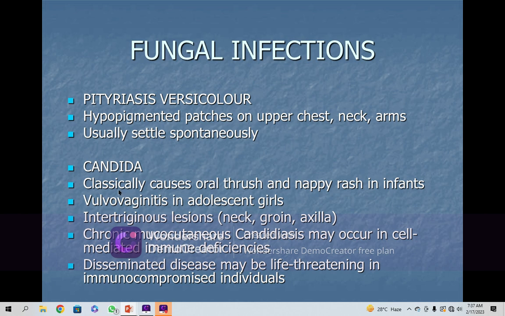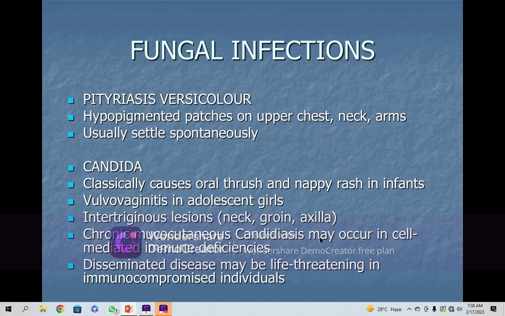Candida infection, moniliasis, classically causes oral thrush and nappy rash in infants. Vulvovaginitis is seen in adolescent girls. Intertriginous lesions in the neck, groin, axilla. Chronic mucocutaneous candidiasis may occur in cell-mediated immune deficiency. It may be oral, pharyngeal, laryngeal, or esophageal in HIV. It may be disseminated candidiasis. I have also seen candida infection as urinary tract infection, because it is very near to the genital tract, reinvading the urinary tract, specifically in women, not in the males.